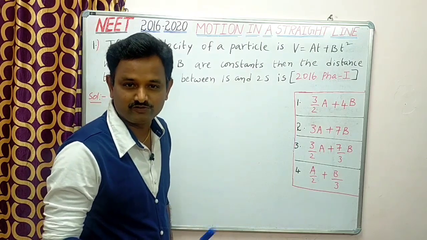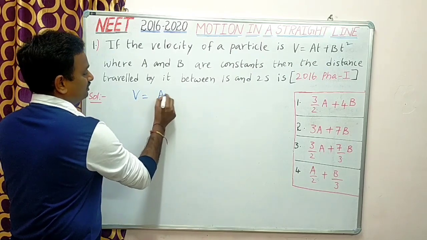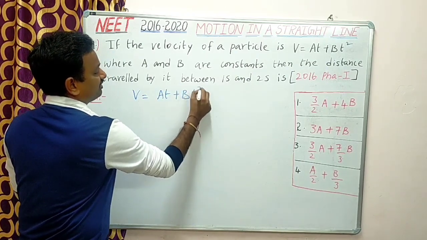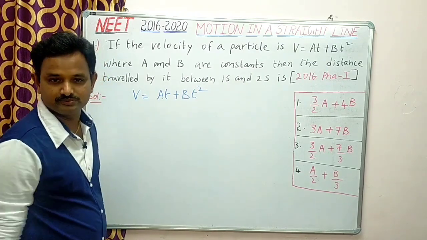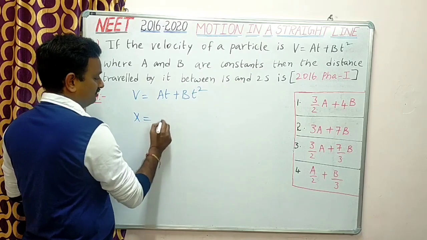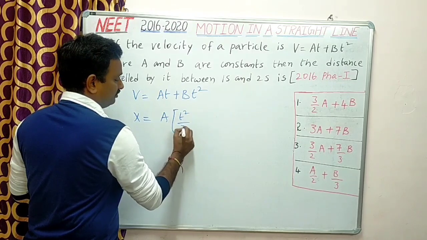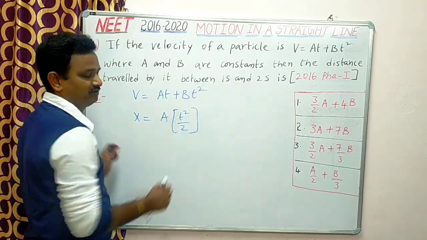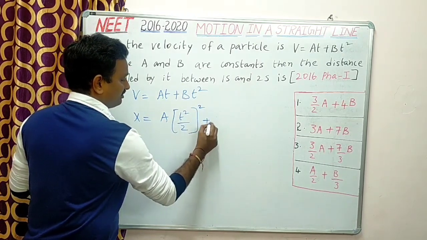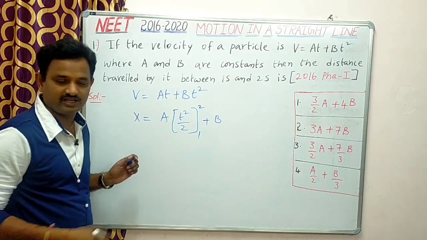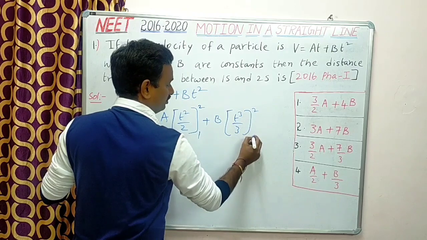Now I will apply a shortcut for this problem. Look at here. See, given v equal to at plus bt square. We need to calculate distance here. I will do integration directly. Look at here. x is equal to a into integration of t, that is t square by 2, between 1 second to 2 seconds we need to calculate, so upper limit 2, lower limit 1, plus b into integration of t square, that is t cube by 3, upper limit 2, lower limit 1.